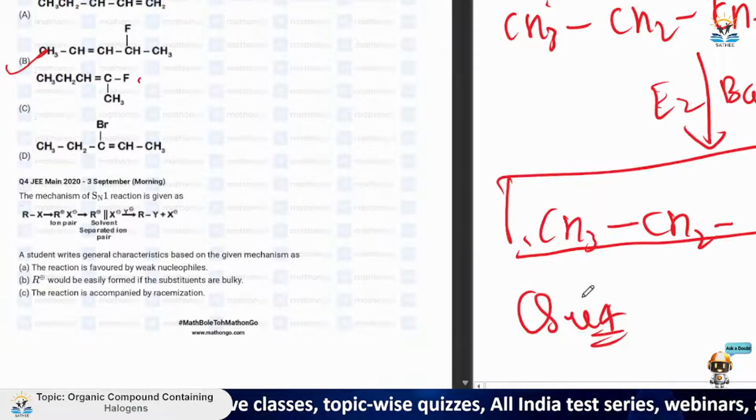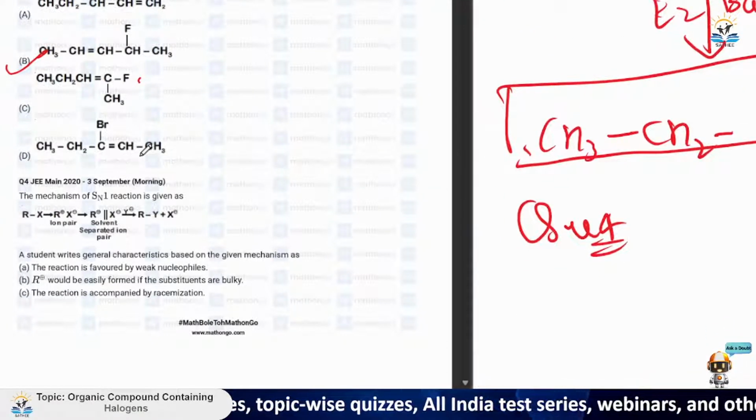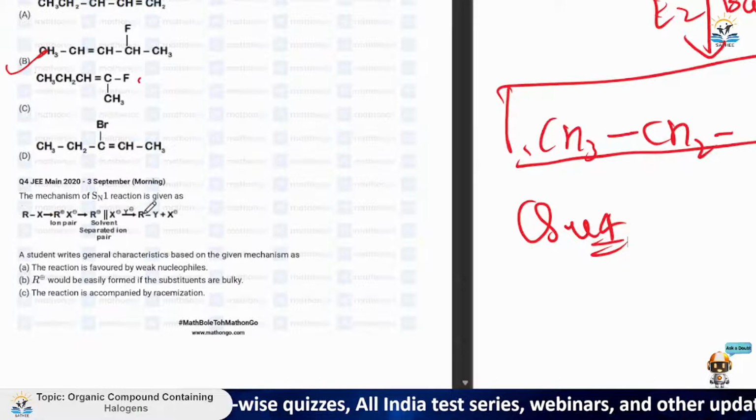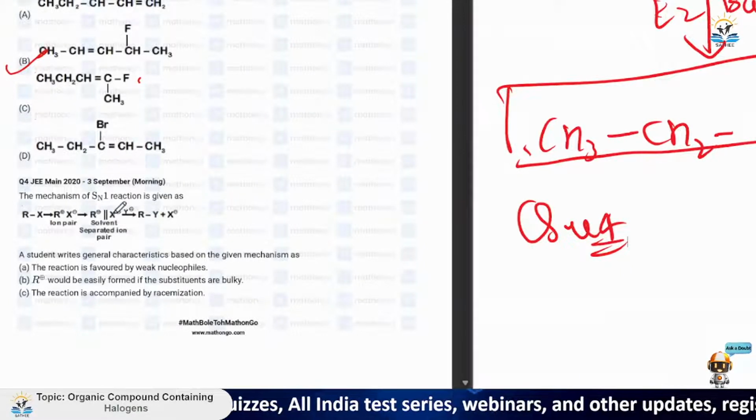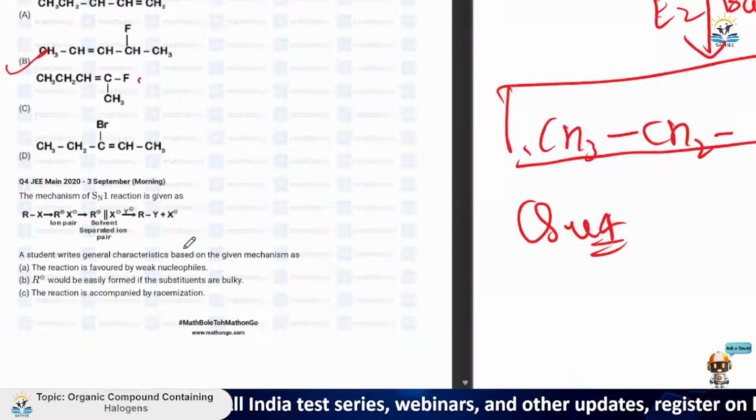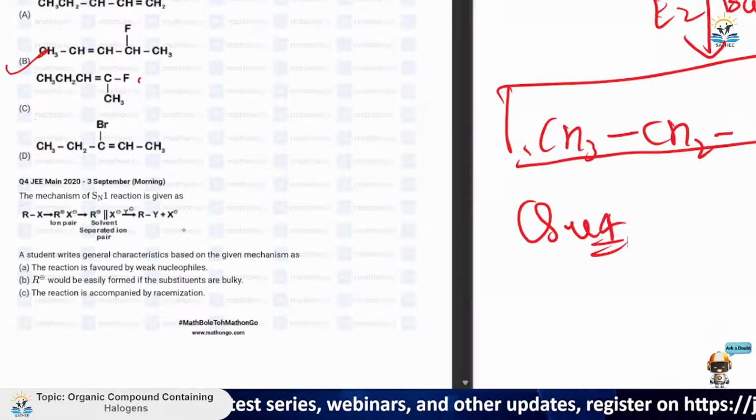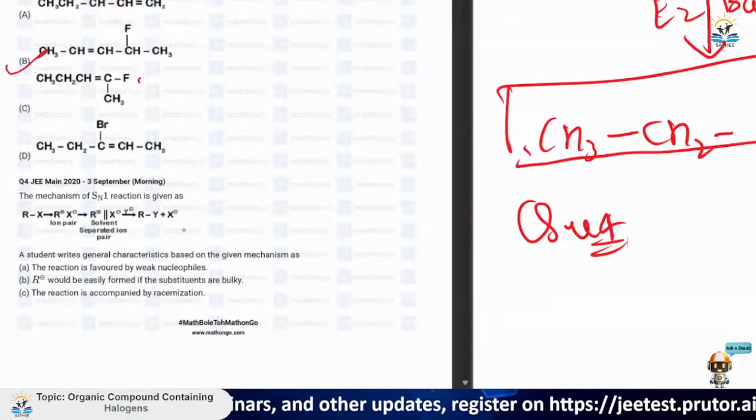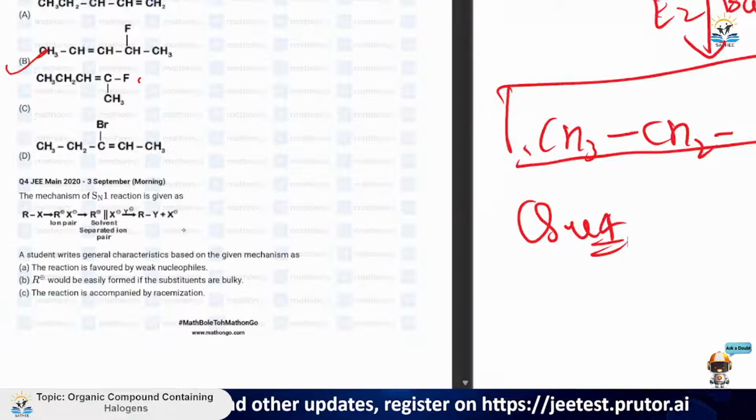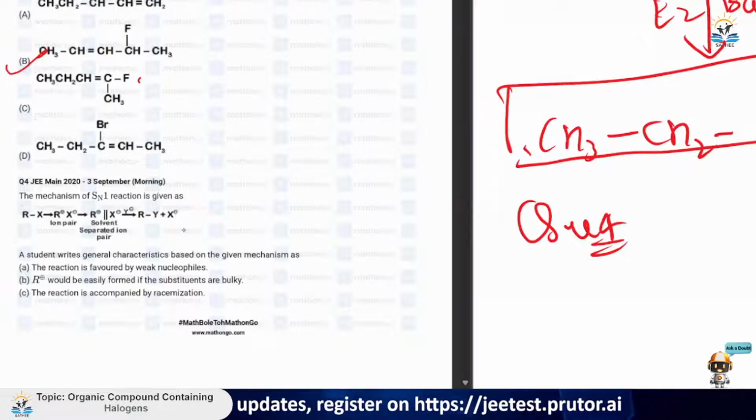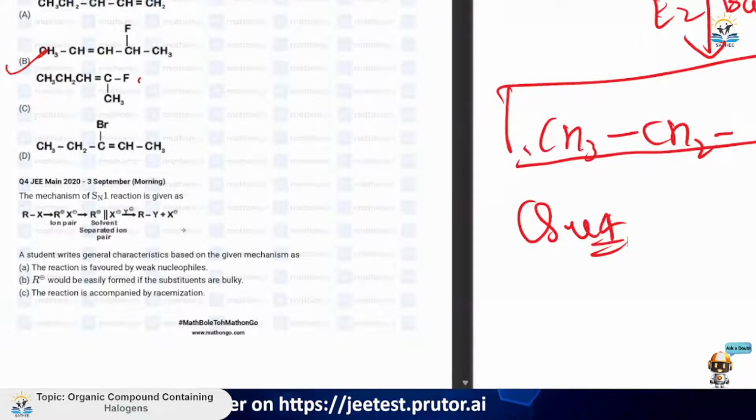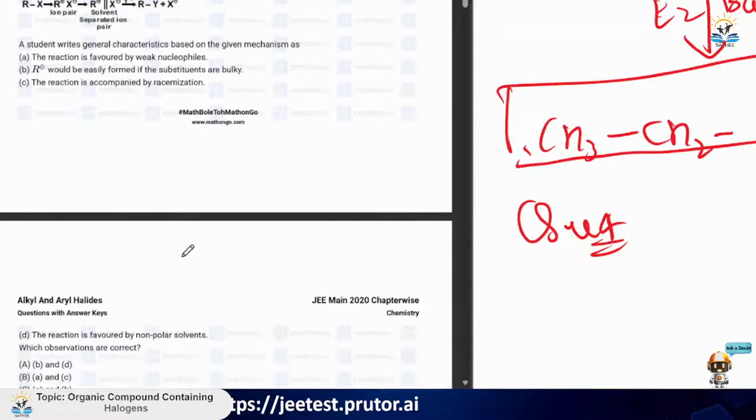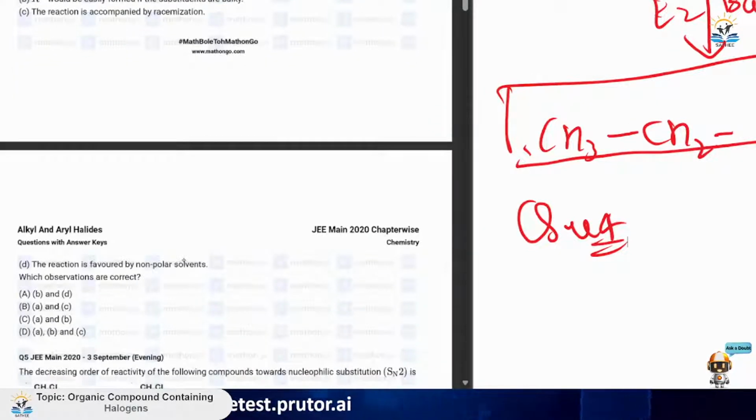Question number 4. What is question number 4 saying? The mechanism of SN1 reaction is given as RX giving R positive and X negative ion pair, and when reacted with the solvent it gives RY plus X negative. A student writes general characteristics based on the given mechanism. First, the reaction is favored by weak nucleophiles. R positive would be easily formed if the substituents are bulky. The reaction is accompanied by racemization, and D, the reaction is favored by non-polar solvents. We need to check which statement is correct.